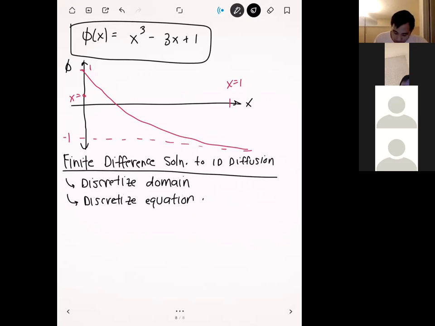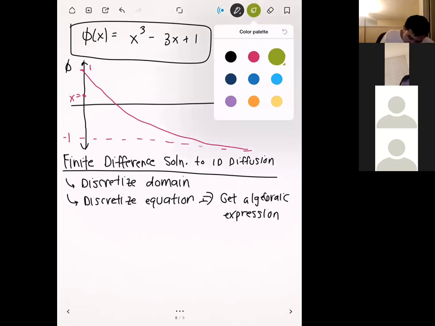And remember, the point of discretizing the equation right here is to turn our differential equation into an algebraic one. And so the goal here is to get an algebraic expression, or equation. But let's start with discretizing the domain.